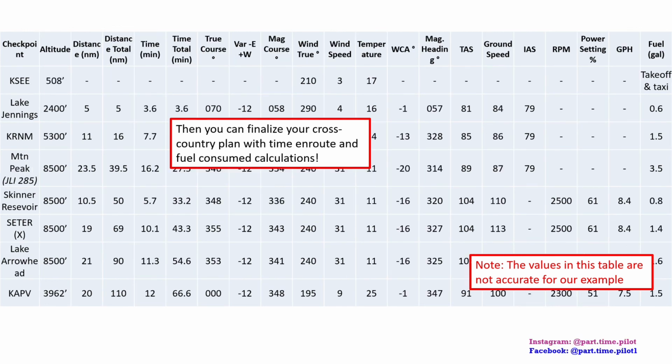Then you can finalize your cross-country flight with time and route, fuel, and fuel consumed calculations, right? So once you have your ground speed and all that, you can finish that up. And that's, again, what we're kind of showing here. But again, the data is not accurate.